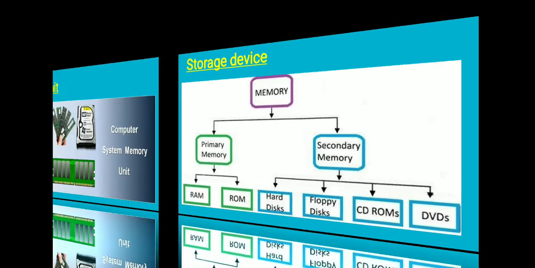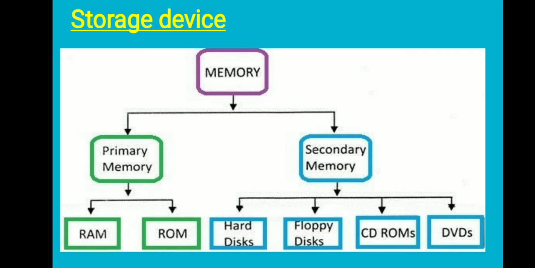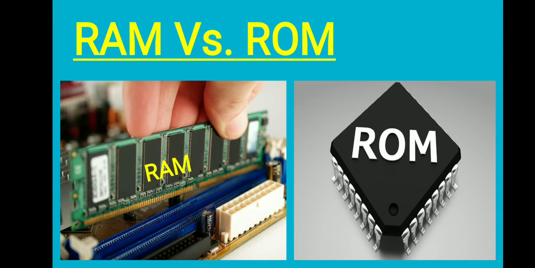Let's learn about storage devices. Storage devices allow you to store data and information in them. The storage devices of a computer system are also known as computer memory. There are 2 types of computer memory: primary memory and secondary memory. Primary memory is often called the working memory, internal memory or main memory of a computer system. RAM and ROM are 2 major types of primary memory.